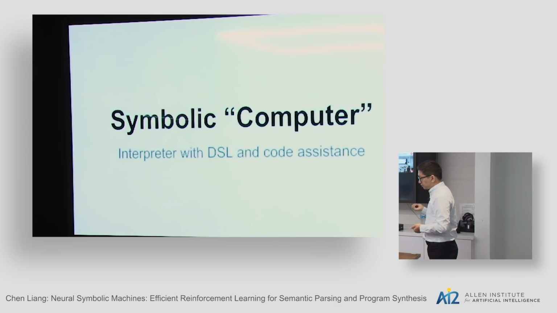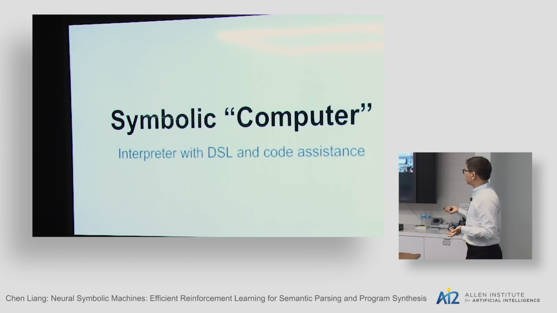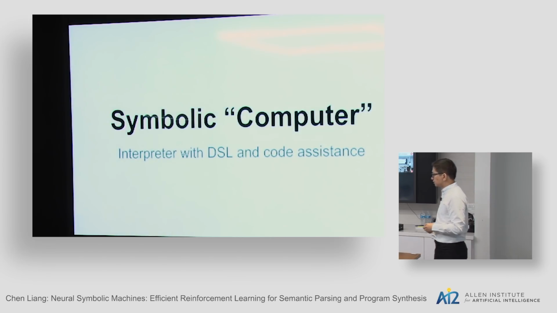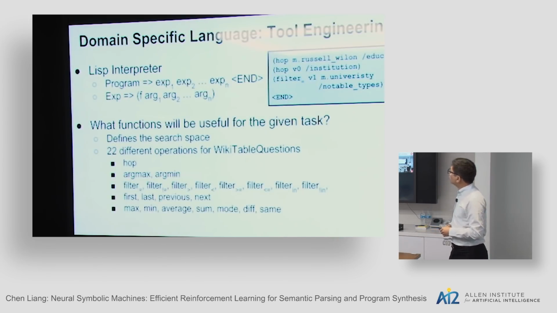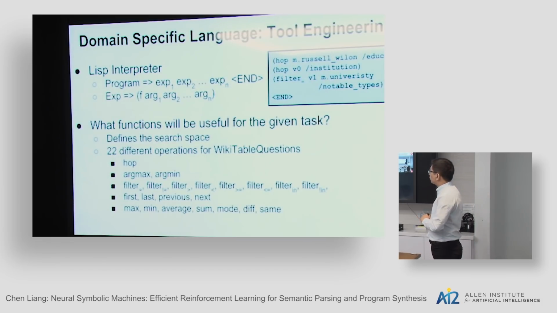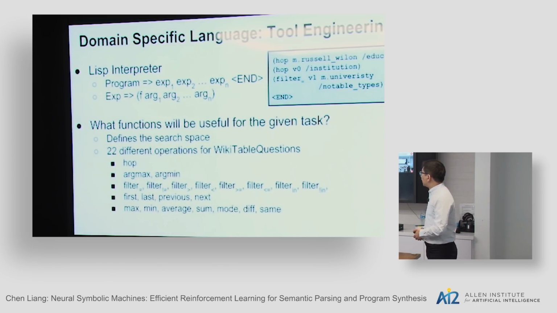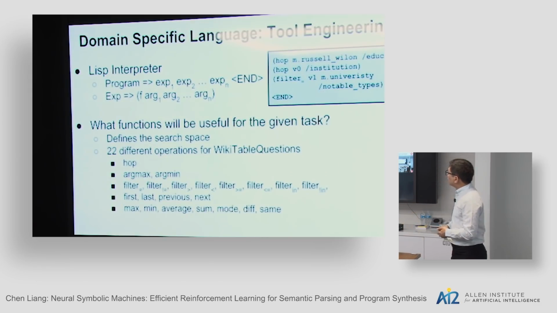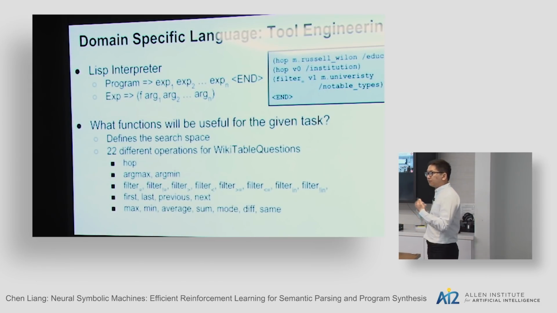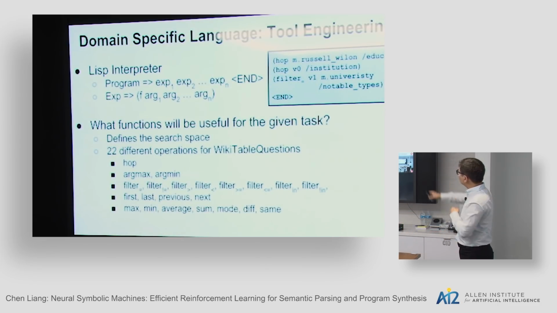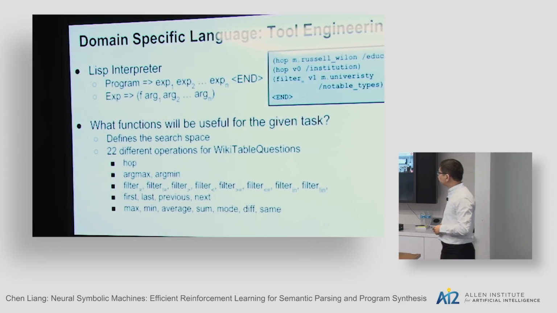Okay, so more about the symbolic computer, which is basically an interpreter with a DSL and what we call code assistance. So, more about the domain-specific language. What we were using here is, say, a simplified Lisp interpreter. So in case you don't know, a program in Lisp will be just a list of expressions and an end of program token. And then each expression will be, say, a function followed by a number of arguments. And so that will be one example of the program.